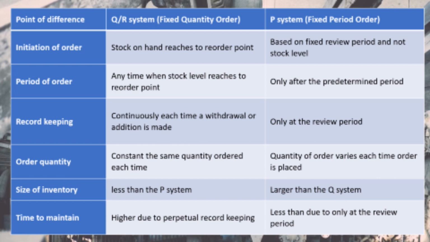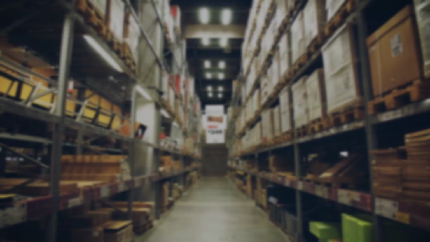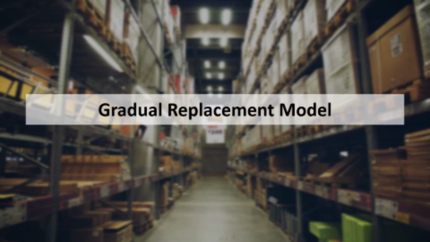So I am giving an example like period of order. In the Q inventory system, an order is placed any time the stock level reaches the reorder point. But in the fixed period order system, you replenish after a particular defined period of time rather than based just on consumption. The last model is the gradual replacement model. Many times it is also known as the gradual replenishment model.